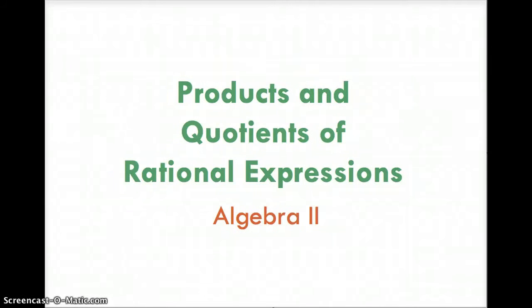Hi everyone, today we're going to be doing products and quotients of rational expressions. This is similar to the previous video I did on simplifying rational expressions, but it involves more factoring and it's a bit harder.